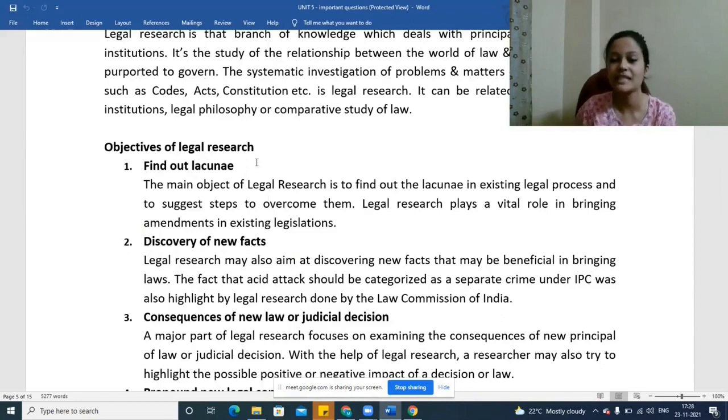The same thing happened with the Nirbhaya gang rape case of Delhi. After the incident happened, it was realized that IPC is lacking in a lot of different provisions, and so many changes were made after that. Plus, one major change was relating to the Juvenile Justice Act.